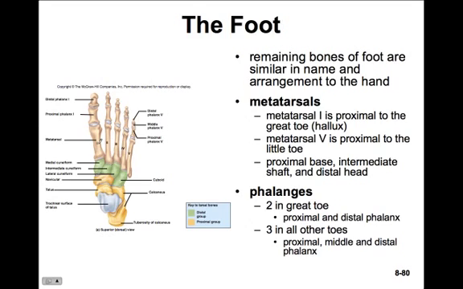Again, we'll see the base is proximal, the shaft is intermediate, and the head is most distal. After the metatarsals, we'll see the phalanges in the same arrangement as we see them in the hands. There are 2 in the great toe, or the hallux, and 3 in each of the other toes. Again, they're named proximal, medial, and distal phalanx. In the big toe, we only see proximal and distal.